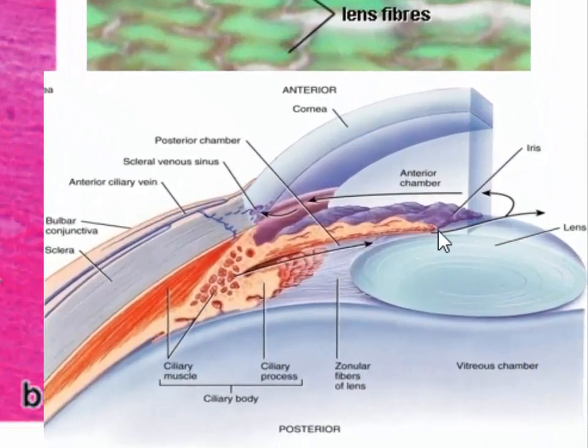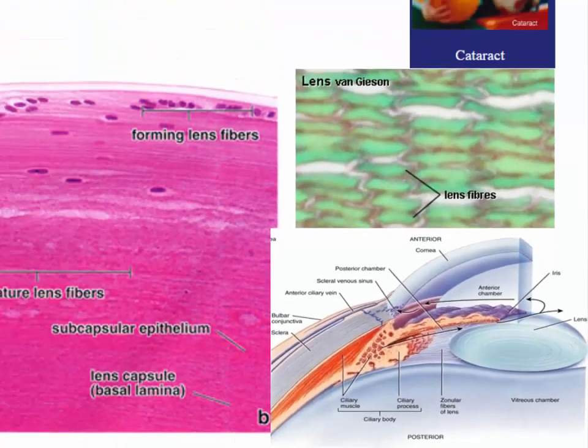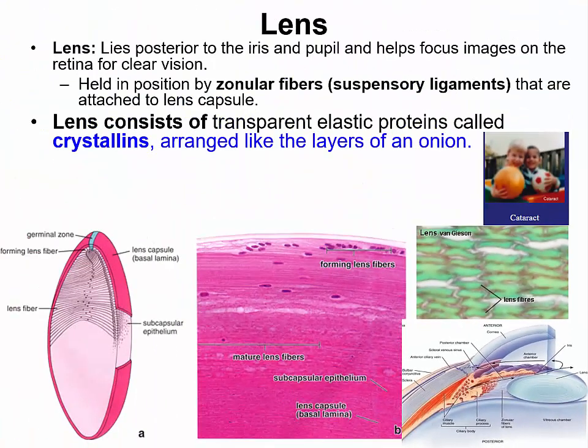Now the lens lies posterior to the iris, as shown here, and the pupil, which is the opening, and basically it's going to function to focus images on the retina in the back of the eye, as we previously talked about. It's held in position by these zonular fibers or suspensory ligaments that are attached to the lens capsule, and the capsule goes around the lens. The lens consists of transparent elastic proteins called crystallins. As shown here, the lens fibers are those crystallins, and they're arranged like layers of an onion. We have lab, I'll do a dissection on a sheep's eye, and we'll take out the lens and I'll show you how these lens fibers or crystalline proteins are arranged.